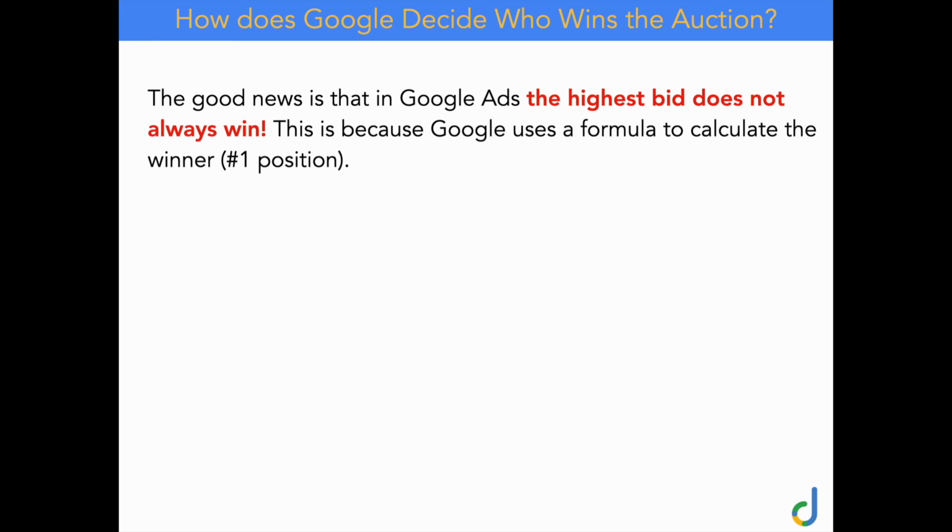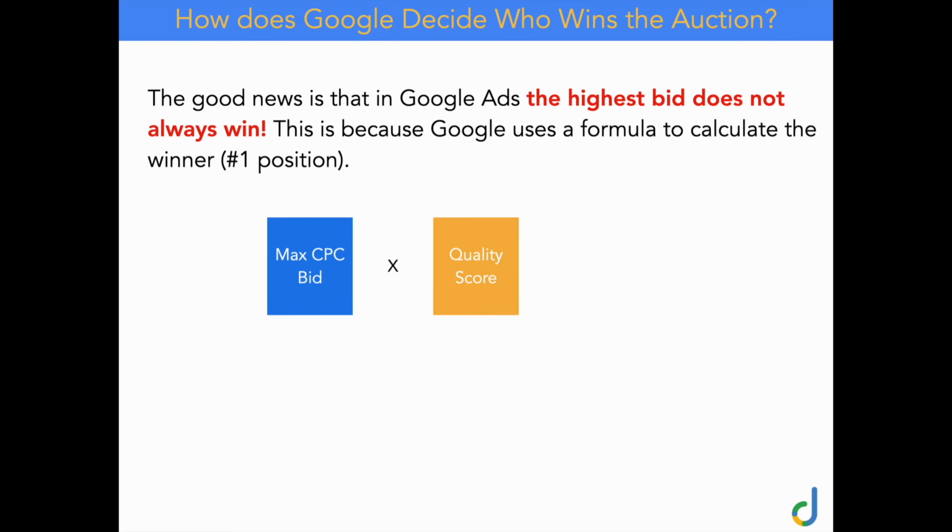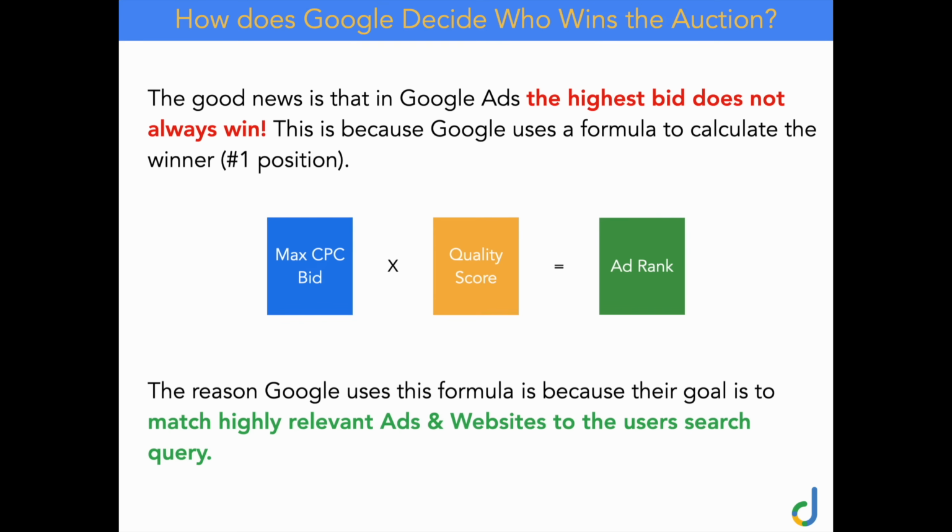Now, the good news is that in Google Ads, the highest bid does not always win. And this is because Google uses a formula to calculate the winning or the number one position. And the formula is your max CPC bid, so the maximum amount that you're willing to pay, times your quality score. And then this gives you an ad rank. And the reason why Google uses this formula is because their goal is to match highly relevant ads and websites to the user's searching query.